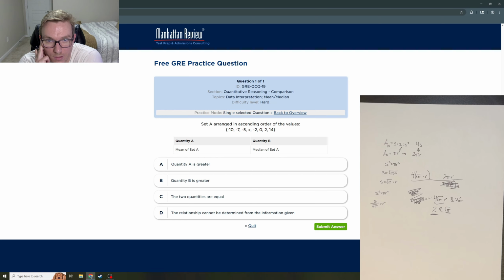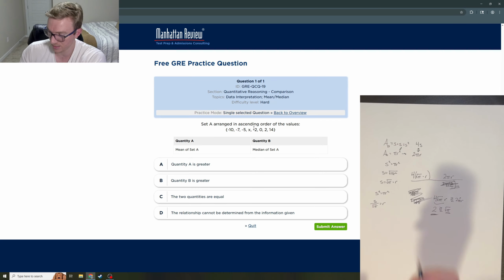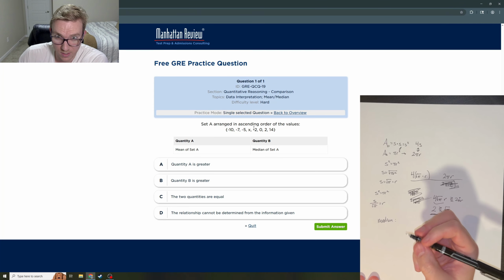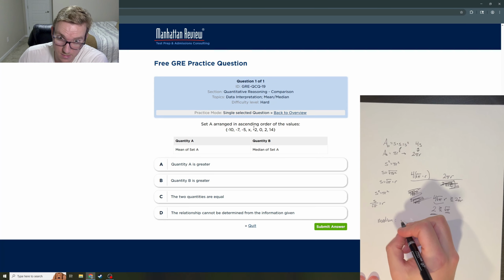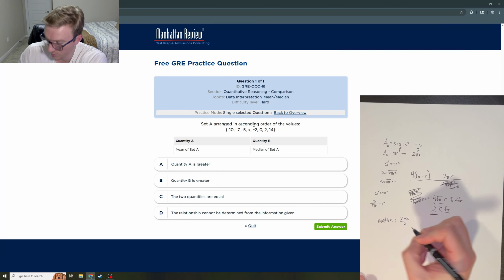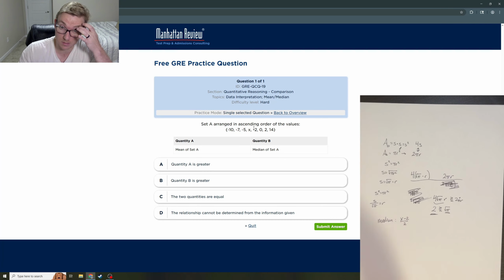Okay. The mean or the median. Remember, the median is if you start from the sides and kind of move in. So I would take minus 10 and 14 away, minus 7 and 2 away, minus 5 and 0 away. Then the median of our set, since x is negative, is going to be (x minus 2) over 2. So the median does change here.